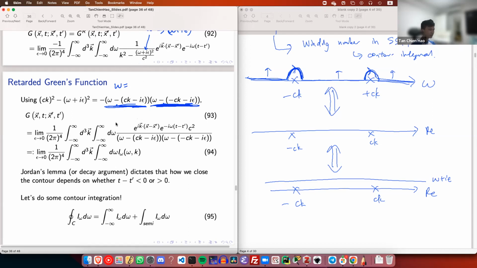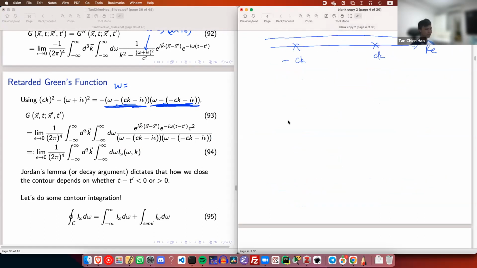So this contour integral, how do I perform it? I'm going to denote it by I omega for brevity. When I want to perform this contour integral, there are two ways to close it. I have an integral along the real line. One way is to close it in the infinite semicircle above. Another way is to close it in the infinite semicircle below.